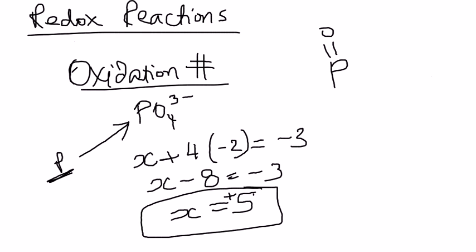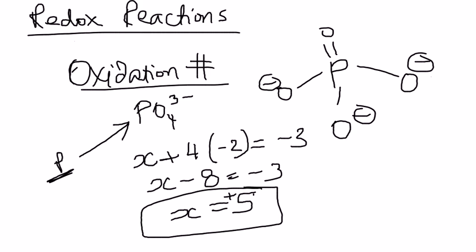What that physically means, and we'll discuss this in chapter 9 when we talk about lower structures, is that if you take a look at the structure of the phosphate unit, it actually forms 5 bonds. There are 5 covalent bonds around phosphorus. The 3 negative charges come from the 3 negative charges on each of those oxygen atoms.